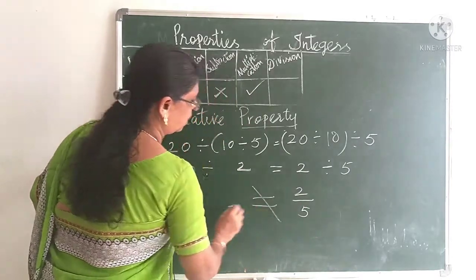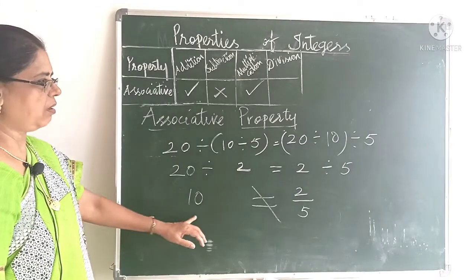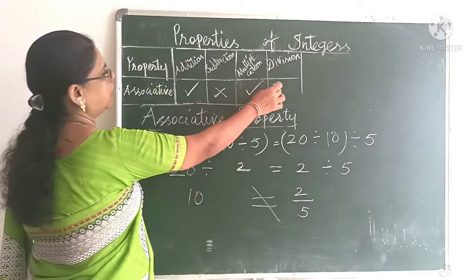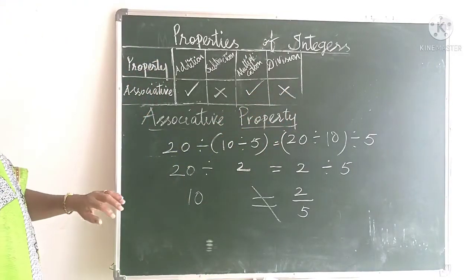It means both the answers are not equal. Both the answers are not same. So we say division of integers does not hold associative property.